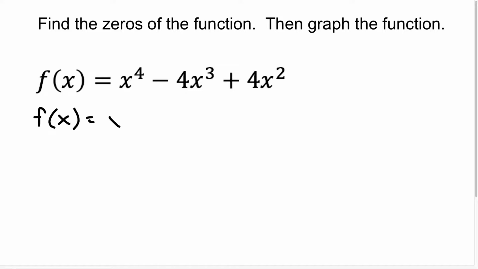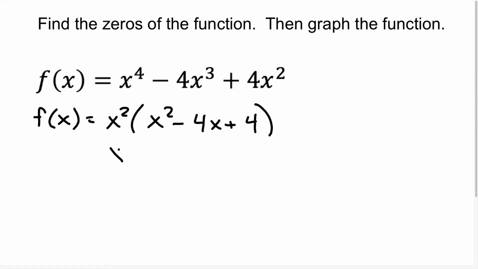Take out the x squared. Take out a greatest common factor. So we've got x squared minus 4x plus 4. After you take out a GCF, always check what's left over. We're left with a 3-term polynomial. That's a trinomial. So I would try to factor it by guess and check.